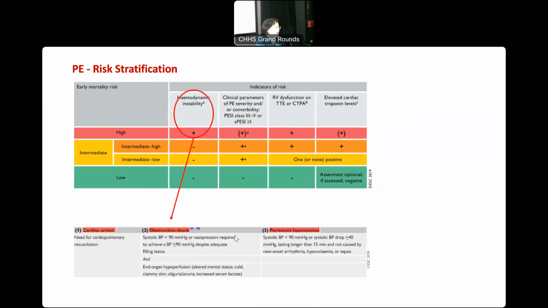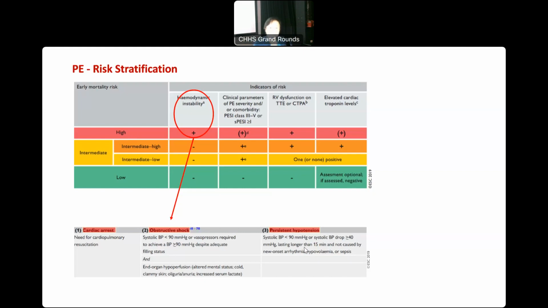So now comes risk stratification. Straightforward. Who is the high risk? Whoever has hemodynamic instability. Straight away, you are high risk. There's three types. One, cardiac arrest. Secondly, obstructive shock. I think look at the golden number, okay? Golden number 90 and evidence of shock. And persistent hypotension. You don't have evidence of shock, but you have persistent systolic less than 90.